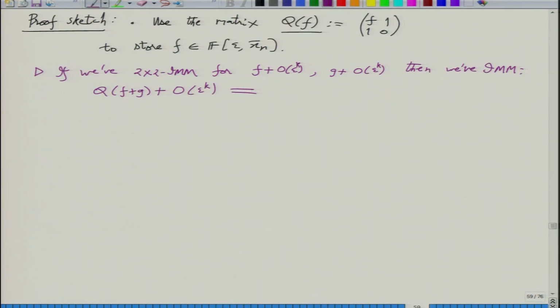This is easy to guess. You will kind of just multiply the two expressions. Sorry, I should call it QF. Now we are into matrices, not polynomials. So QF is a matrix plus some matrix which is a multiple of epsilon to the k. Every entry there is a multiple of epsilon to the k.